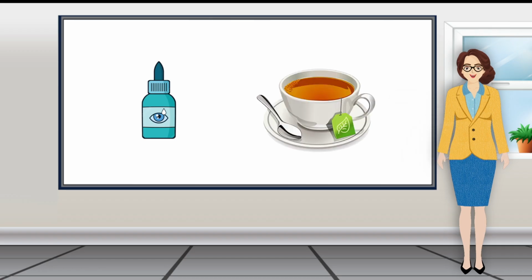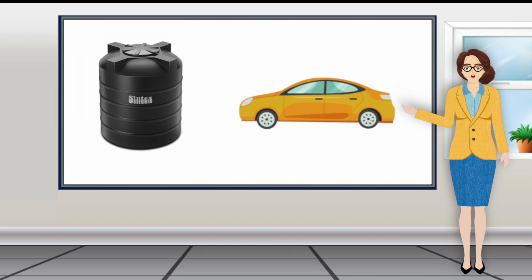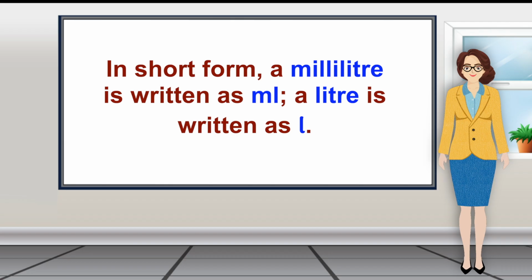You are right. For measuring smaller quantities of liquid, like the amount of an eye drop or a cup of tea, we use milliliters. For measuring larger quantities of liquid, like the amount of water in a tank or petrol in a car, we use liters. Liter is the standard unit of measurement for liquid. Remember, in short form, a milliliter is written as ml, a liter is written as L.